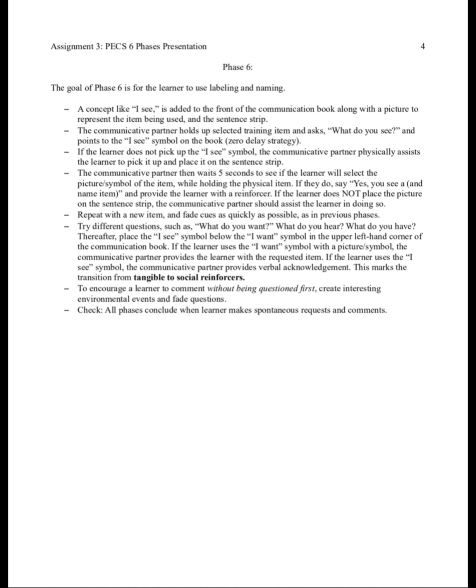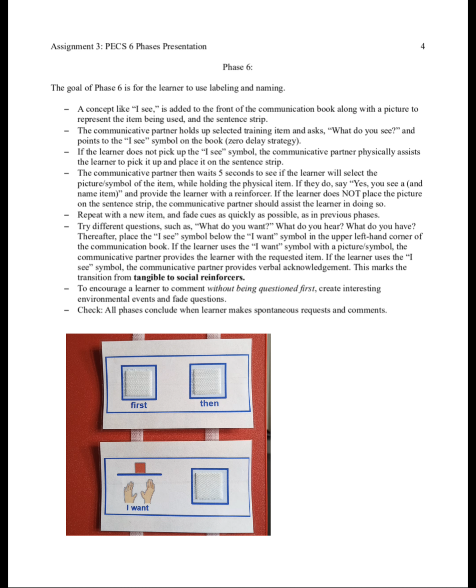If they do, say, "Yes, you see a," and name the item, and provide the learner with a reinforcer. If the learner does not place the picture on the sentence strip, the communicative partner should assist the learner in doing so. Repeat with a new item, and fade cues as quickly as possible, as in previous phases. Try different questions, such as, "What do you want? What do you hear? What do you have?"